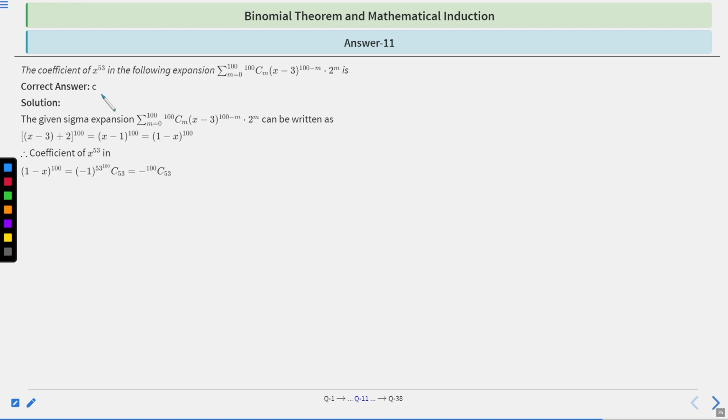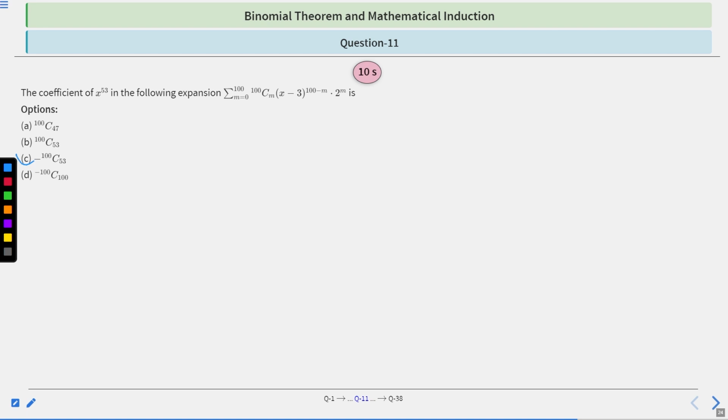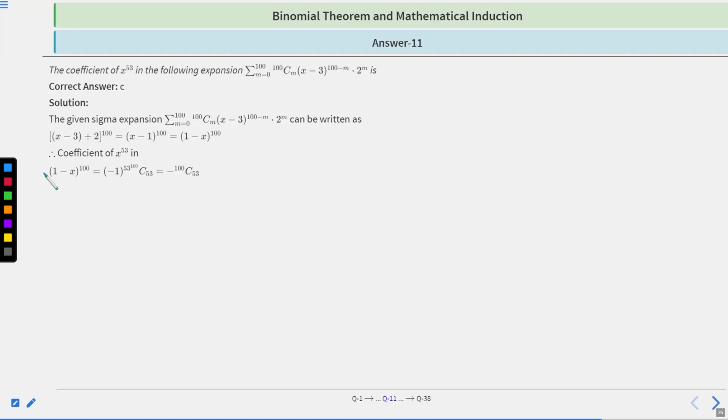And we have to find the coefficient of x to the power 53, right? So, in 1 minus x to the power 100, the coefficient of x to the power 53 is minus 1 to the power 53 into 100c53, which is minus of 100c53. Clear? So, option C is the right choice. Minus of 100c53. Clear?